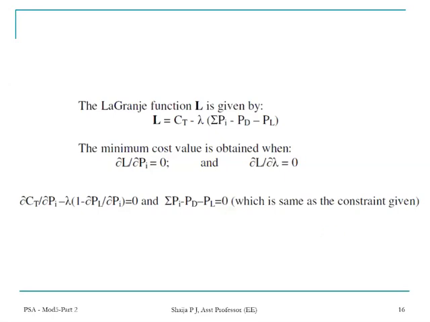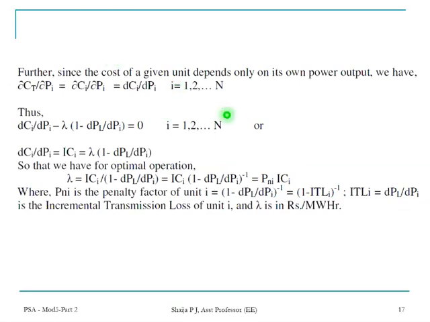So further, since the cost of a given unit depends only on its own power output, we can say dou CT by dou Pi is equal to dCi by dPi for every i. So the equation will become dCi by dPi minus lambda into 1 minus dou PL by dou Pi equal to 0. And dCi by dPi, in the earlier case, we called the incremental cost. So that is equal to lambda into 1 minus dPL by dPi.